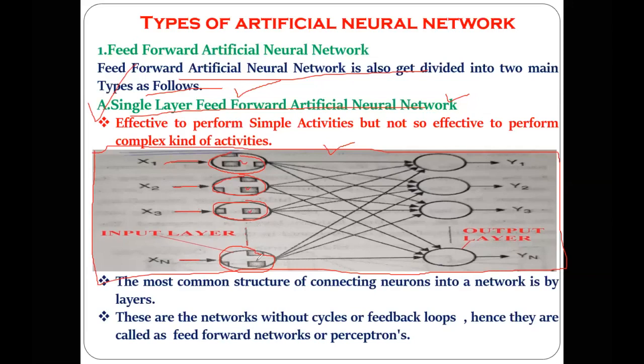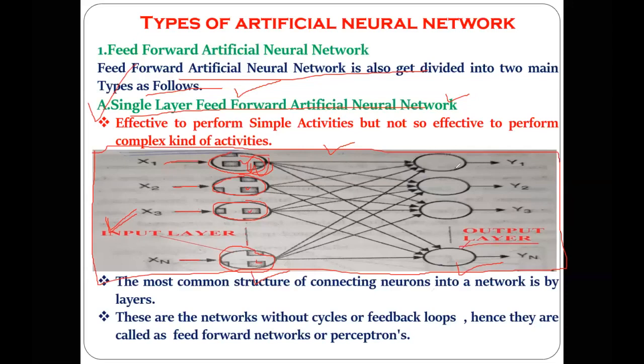This shaded portion is nothing but the weight. These are the weights on each particular input. Which layer is this? This is the input layer. And you can see another layer, that is the output layer here. All of you can see?